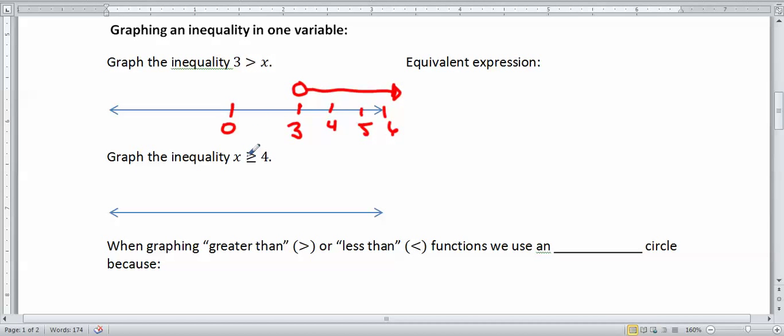Okay, and the inequality x is greater than or equal to 4, so I'm going to start again at 0, and then over here to the right, put my 4, with everything greater than 4. Some possible things that are greater than 4: 5, 6, 7. So my graph is going to go to the right. But in this case, x can be equal to 4. So I'm going to represent that with a closed circle because I am including the 4 in my solution. It can be equal to 4, but also greater than 4. So everything greater than 4.